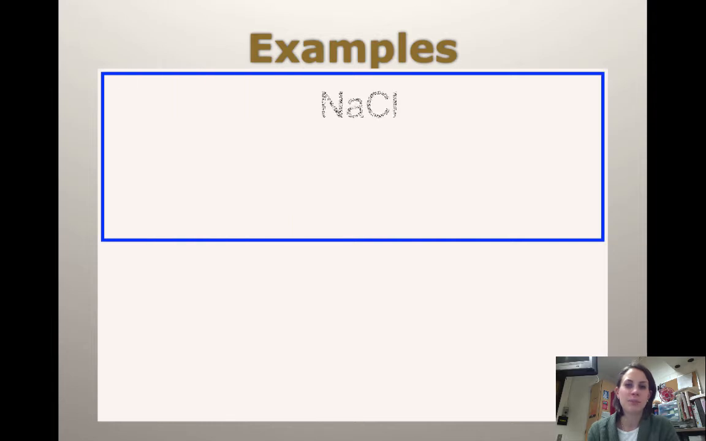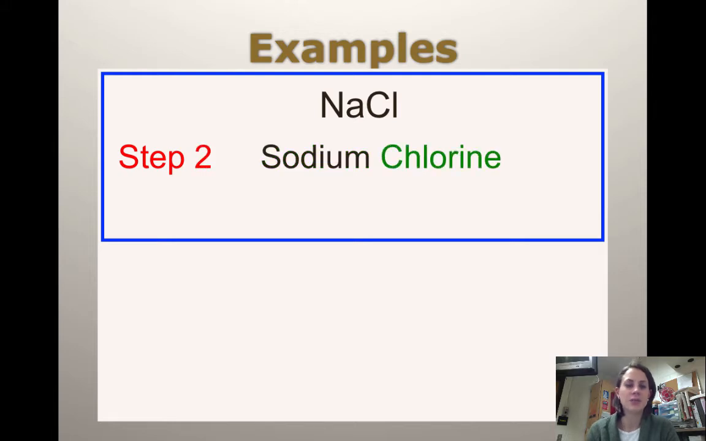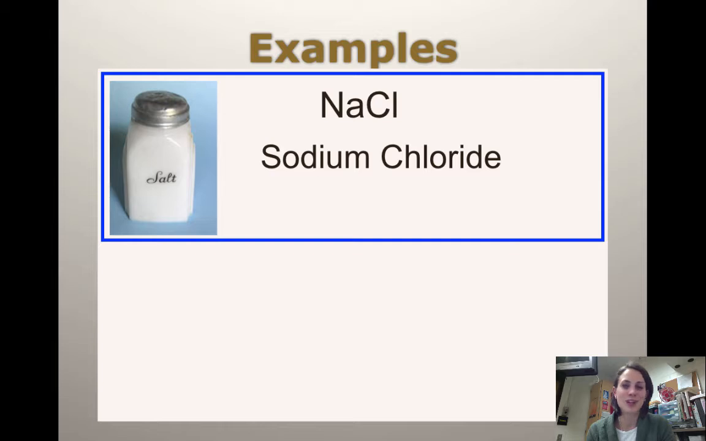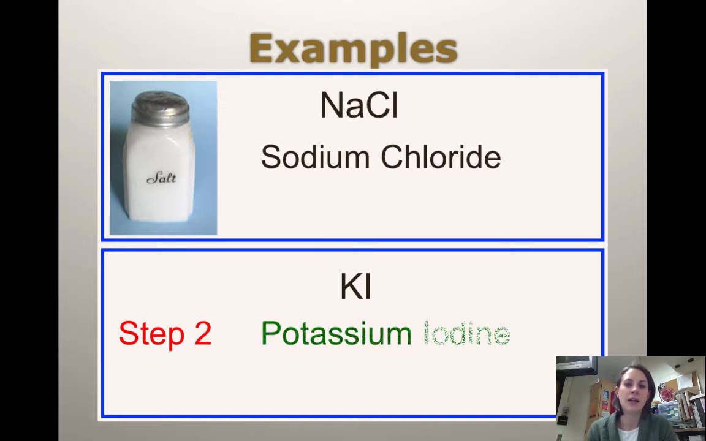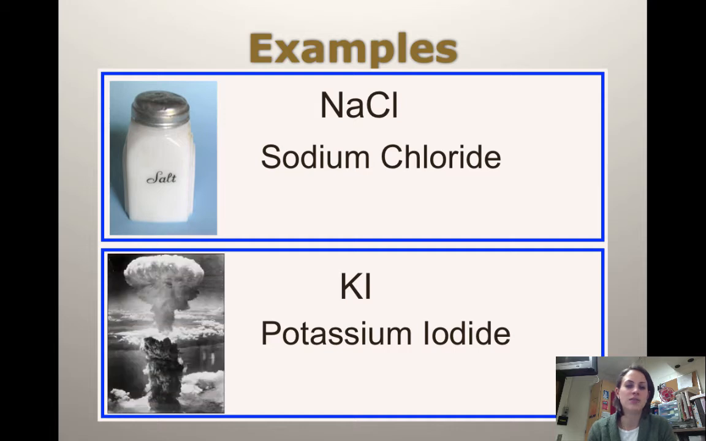Okay, let's do another example. NaCl. So I name my metal first, which is sodium. I name my non-metal second, which is chlorine. And I change the ending to -ide for this one, so it becomes sodium chloride, and that sounds familiar to us. We've heard that before, and that's what we know as table salt. Let's try one more. I have KI, so I name my metal, which is potassium. I name my non-metal, which is iodine, and I change my ending to -ide, so it becomes potassium iodide. And this is used in explosives.